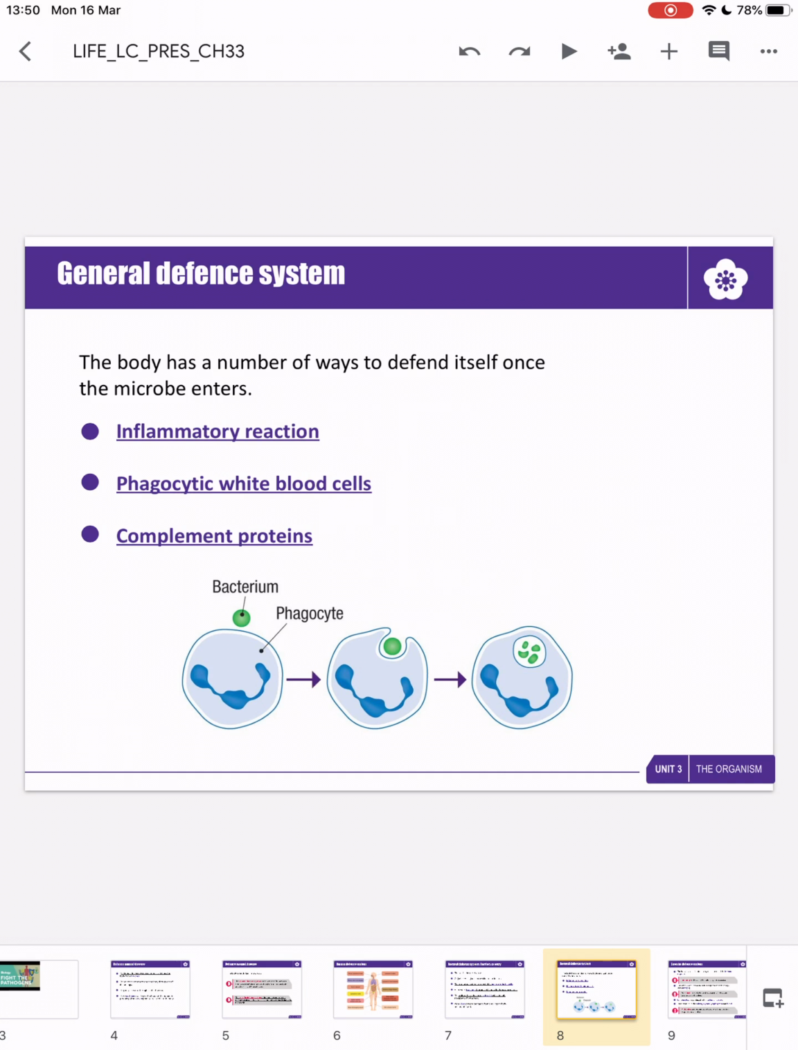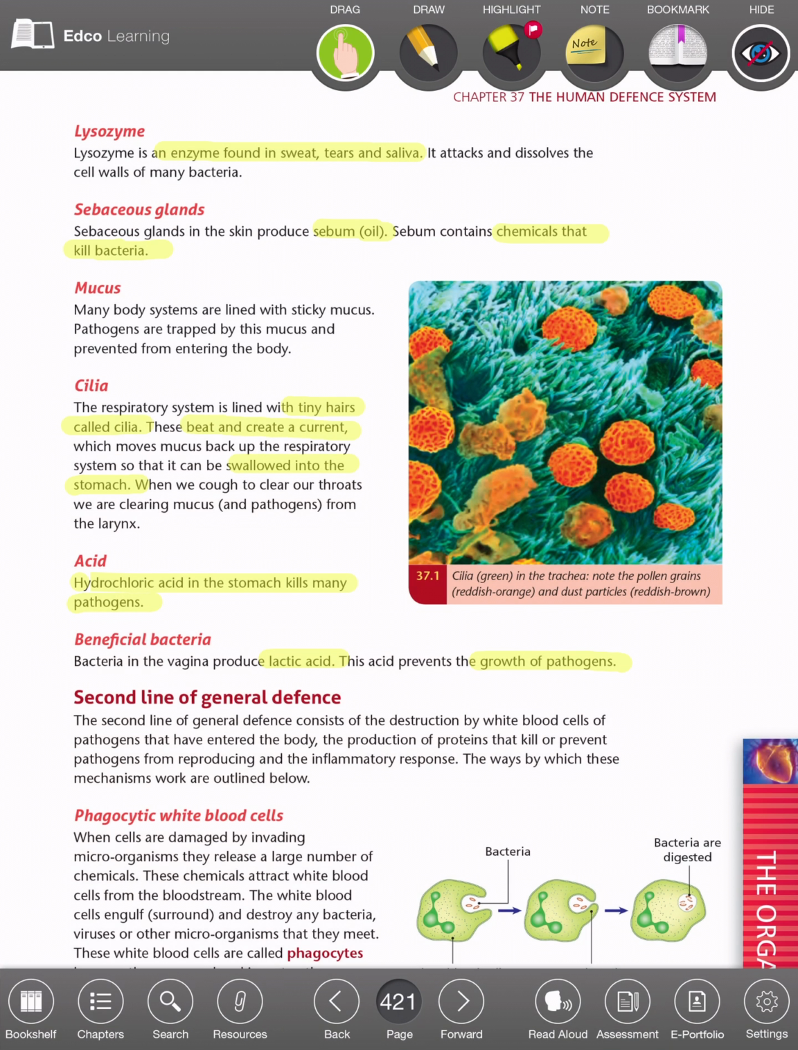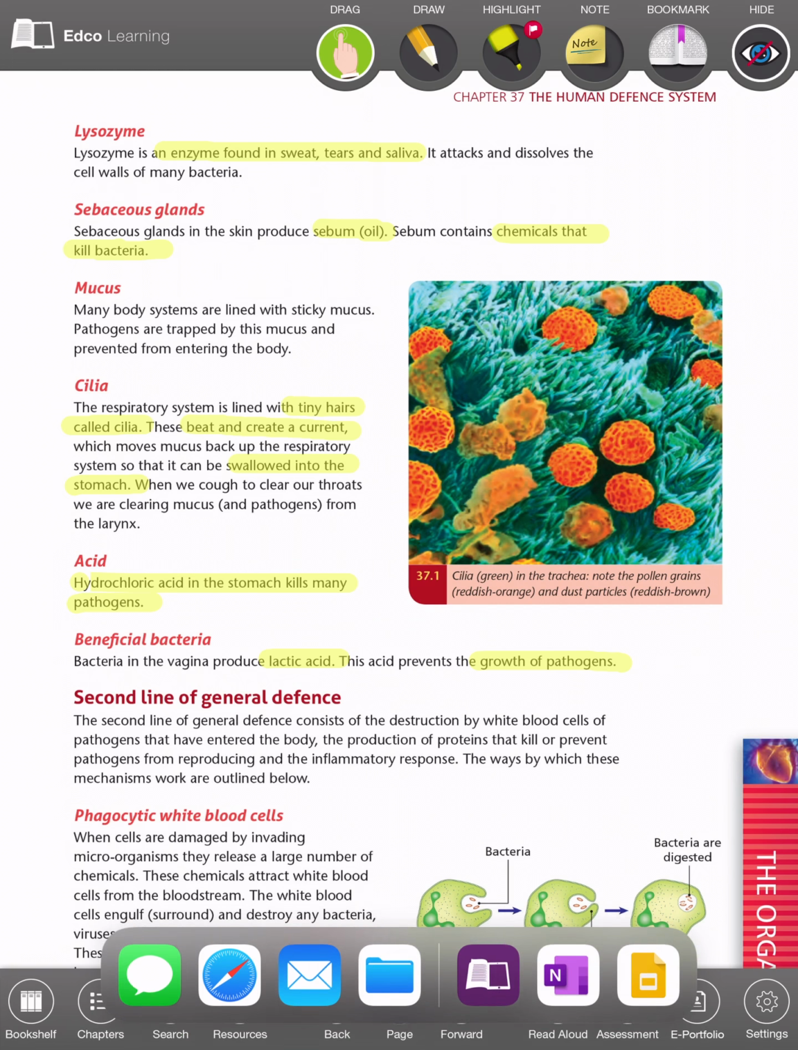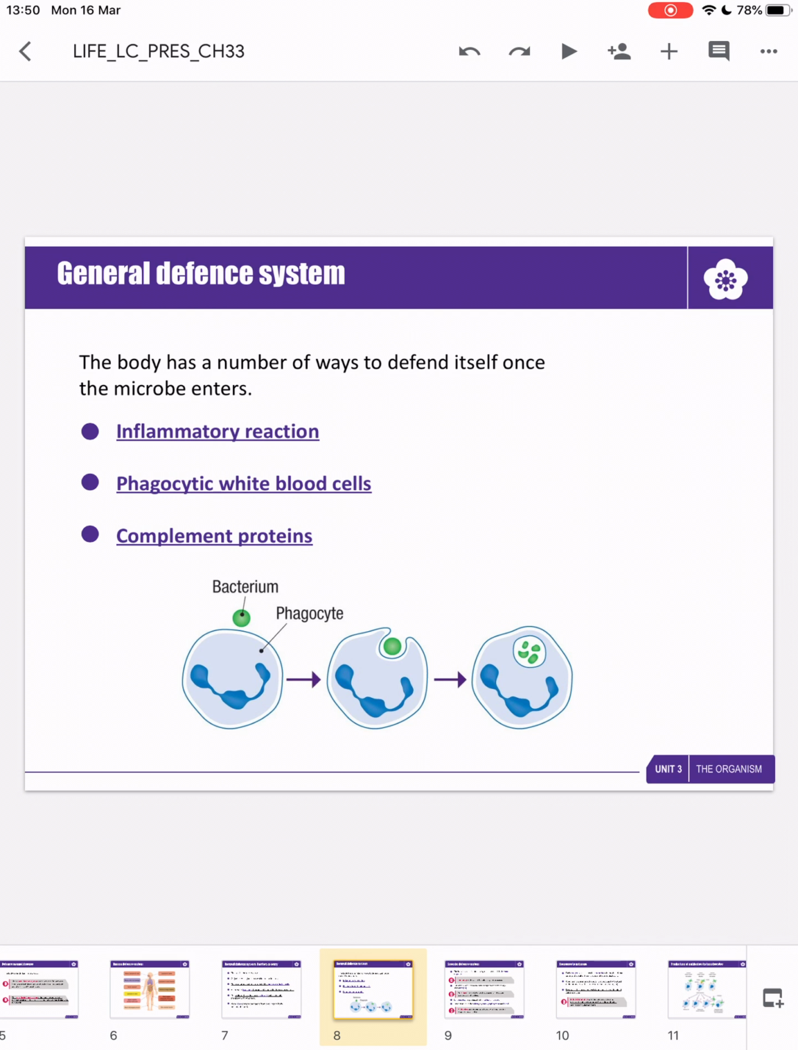Okay, so if we just have a look back here at our book, we'll do a little bit on our second line of defense. This is all down to the white blood cells themselves that will help to prevent your body from being infected. So there's a list here. Your phagocytic white blood cells are the things we're going to be mainly focusing on.